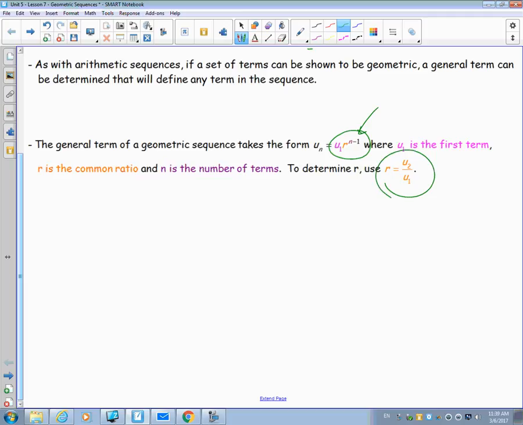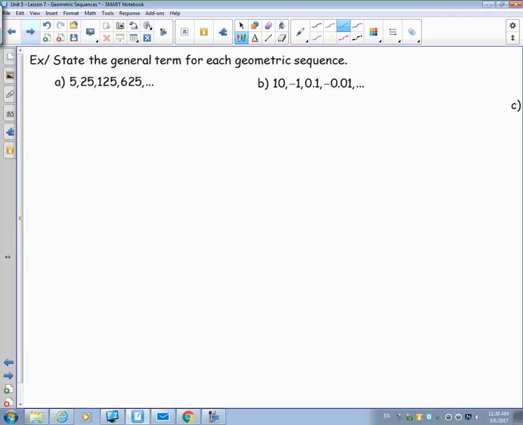But if you don't know u2 and u1, you can actually find the difference between any two consecutive terms. So u10 divided by u9, u100 divided by u99. As long as they're consecutive, the ratio between them, the multiple, will always be your r value, if you know it's geometric. So let's try a couple. State the general term, the equation for each sequence. So un equals u1 times r to the n minus 1.